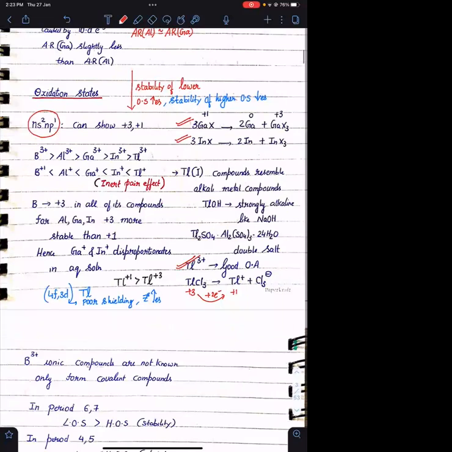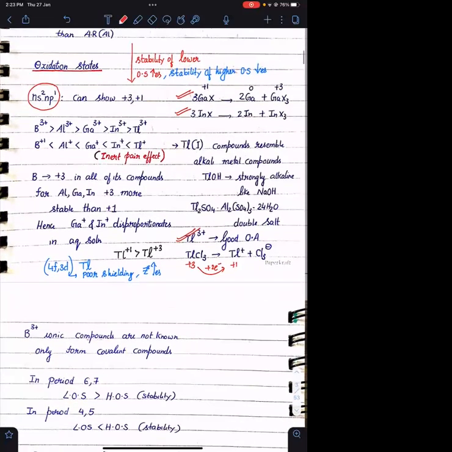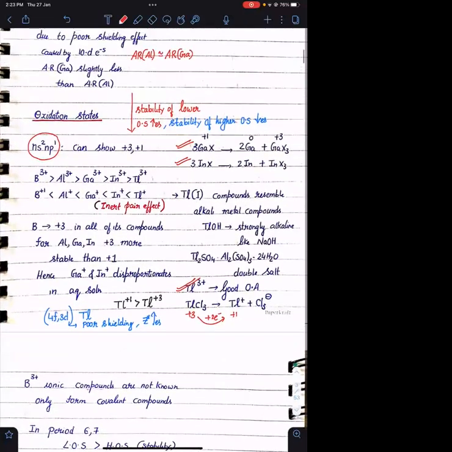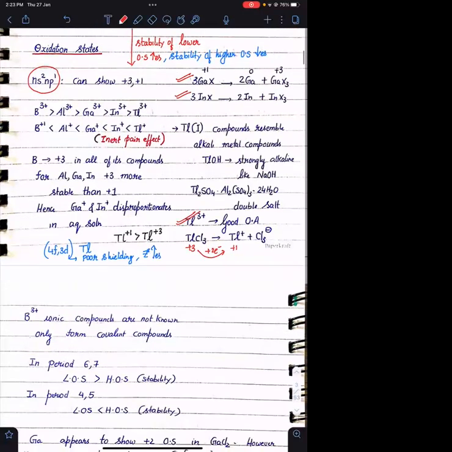Okay. No, sir. Okay. Boron के +3 compounds are mostly covalent compounds. They won't be having ionic compounds because boron is considered as a typical non-metal. उसका non-metallic nature is greater when compared to the metallic nature. Even though it is a metalloid, उसका non-metallic nature ज़्यादा है. So boron +3 ionic compounds are not known. Only form covalent compounds. They will be forming covalent compounds. Is that clear? This is also an important statement.